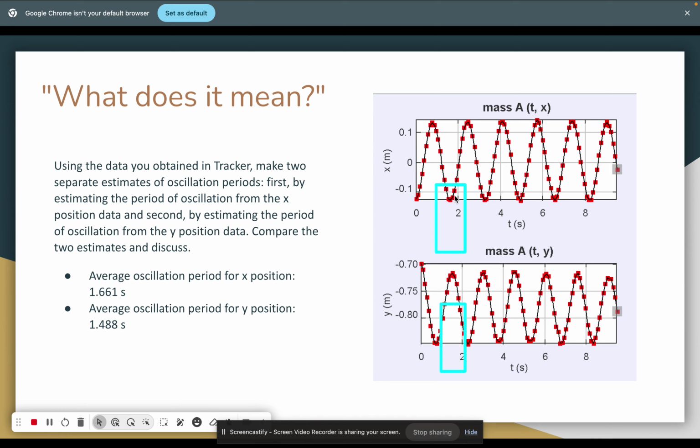You can see it here right before 2 seconds. The x is at its lowest and y is at its highest, and then right after 2 seconds, x is at its highest and y is at its lowest, and they meet somewhere in the middle to balance out.